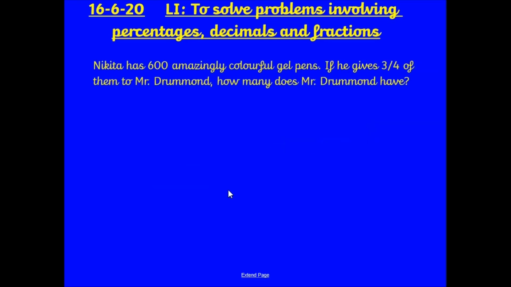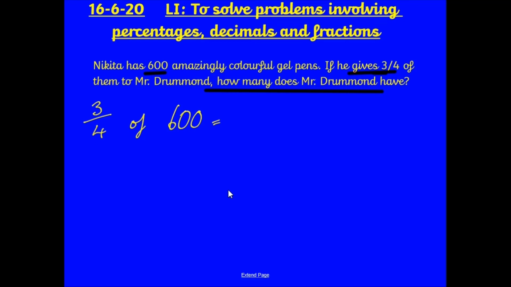And my final question. Nikita has 600 amazingly colourful gel pens. If he gives 3/4 of them to Mr. Drummond, how many does Mr. Drummond have? Important information: 600. He gives 3/4 of them. And again, how many do I have? So I'm going to have to find out 3/4 of 600. And that will let me know how many pens that I have.